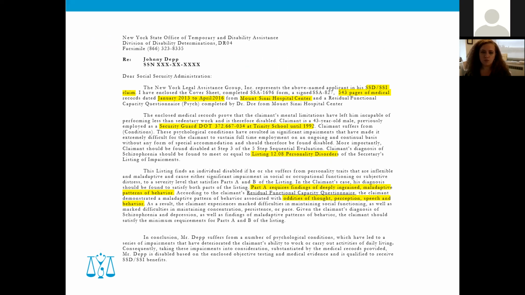We say who we are, who we're representing, how many pages of medical records we're including, and from what hospital. Then we talk about where the person was employed and what conditions they're suffering from. As you see, we say that the claimant's diagnosis should be found to meet or equal a listing. We explain why we think that and which parts of the listing it satisfies. Basically, we just make the argument that this person is disabled and should be found disabled.